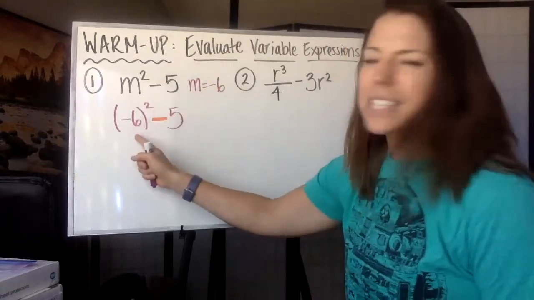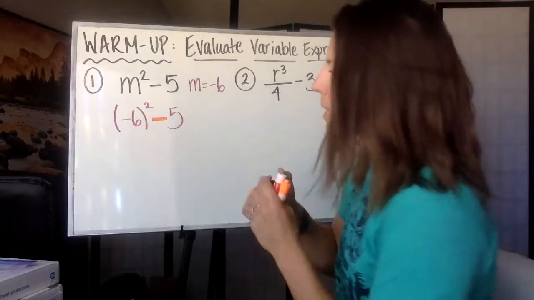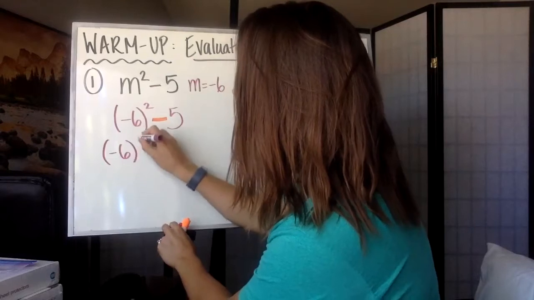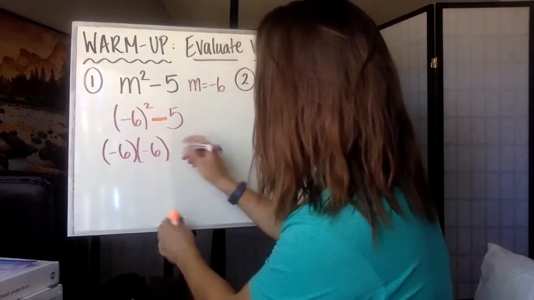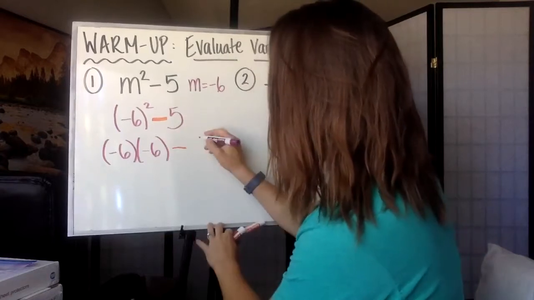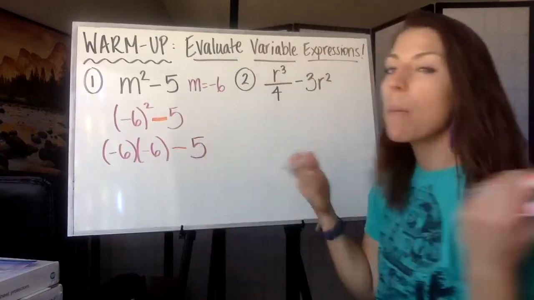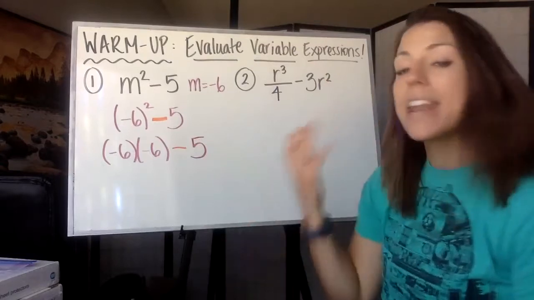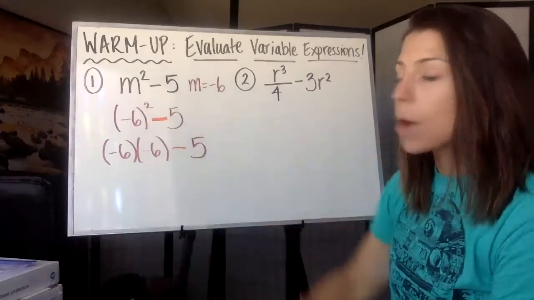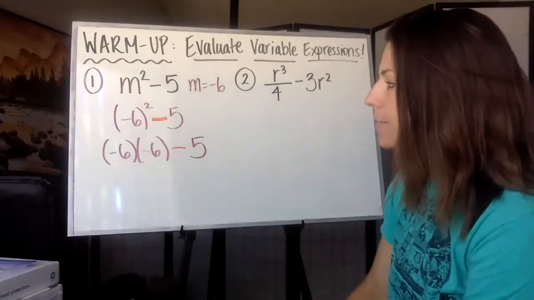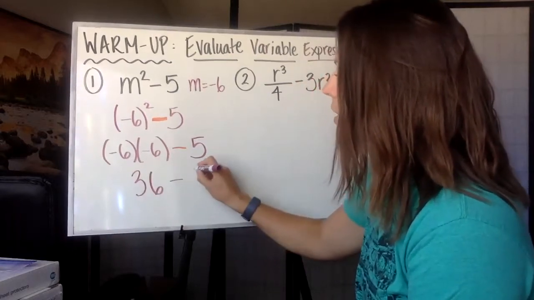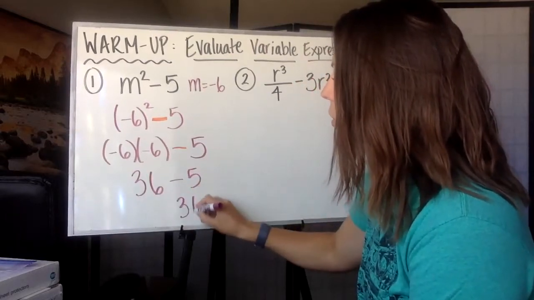And then what does negative 6 squared actually mean? It means negative 6 times negative 6. That's what we call expand. We're expanding the power and writing it as a product so that we understand what that means so I don't get tempted to multiply by 2. And now we simplify with order of operations. I don't see any groups. We don't have any more powers. So now we're just going to multiply. Negative 6 times negative 6 is positive 36. And 36 minus 5 is 31.